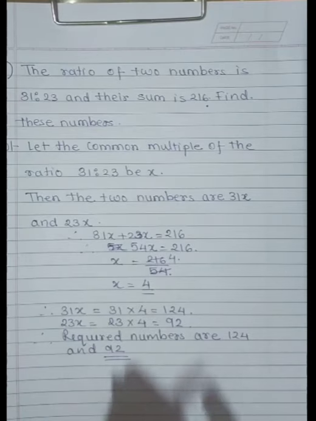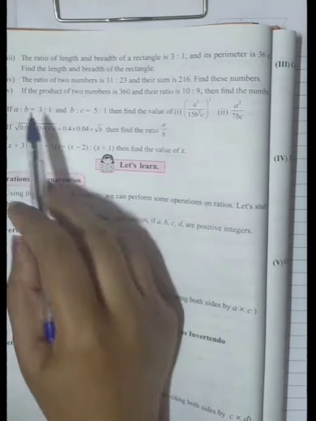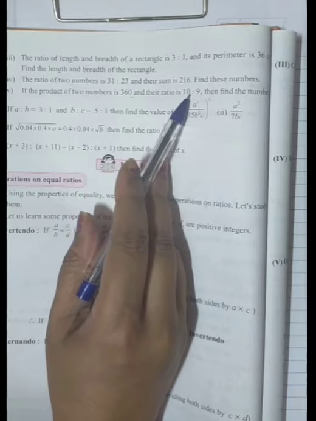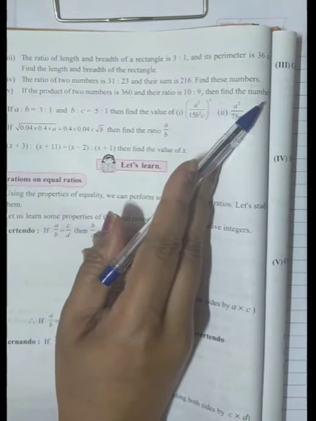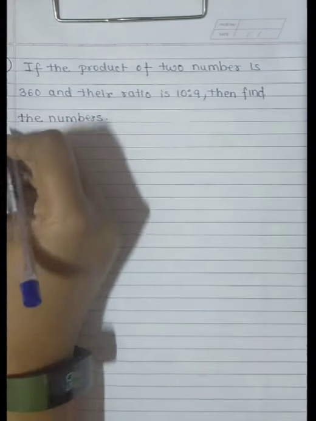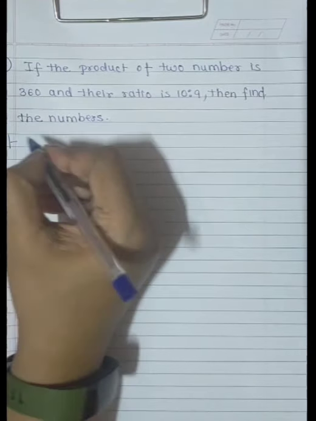I hope you understood. Now we'll move to next sum. Now question number 5 is given. If the product of two numbers is 360 and their ratio is 10:9, then find the numbers. Now the solution will be, as I read already the question, I am writing the solution.